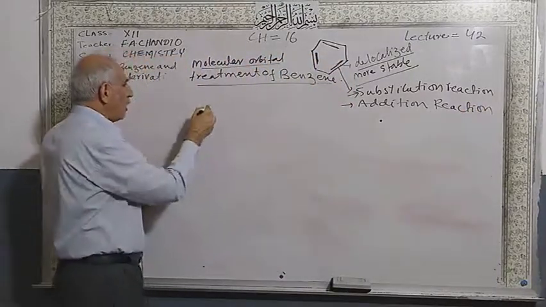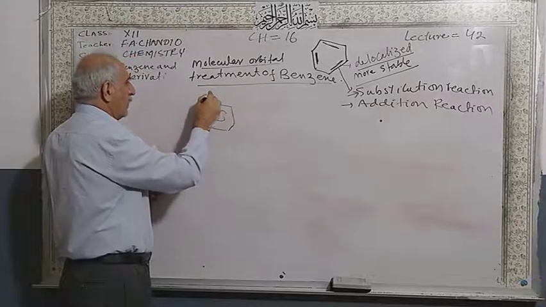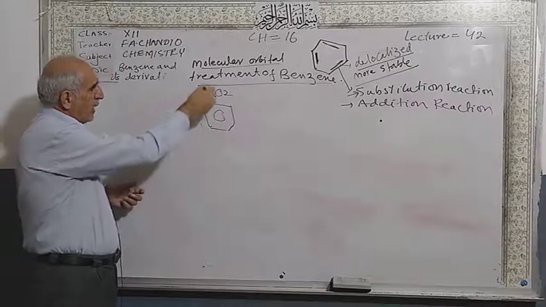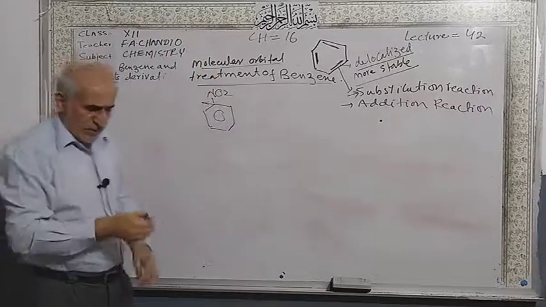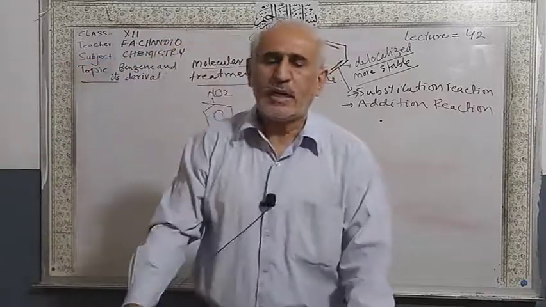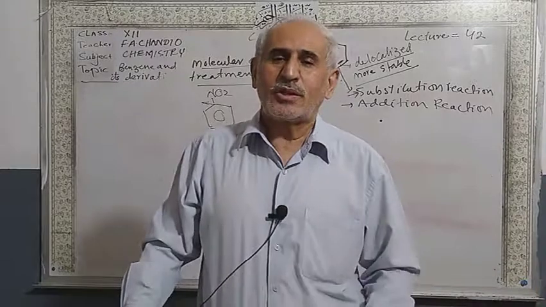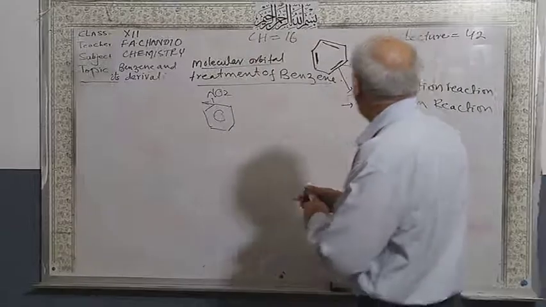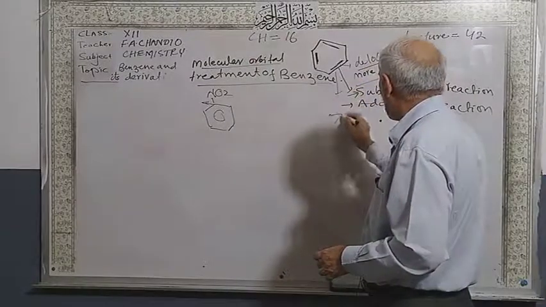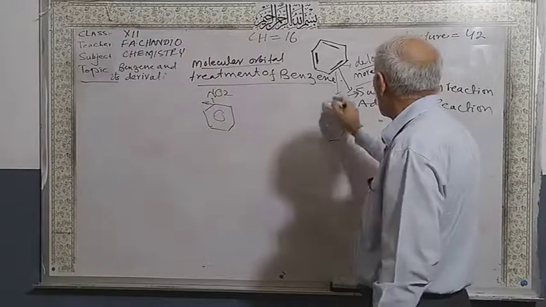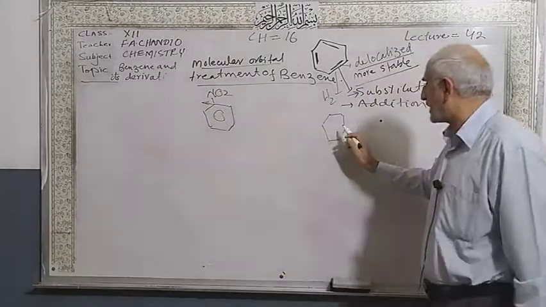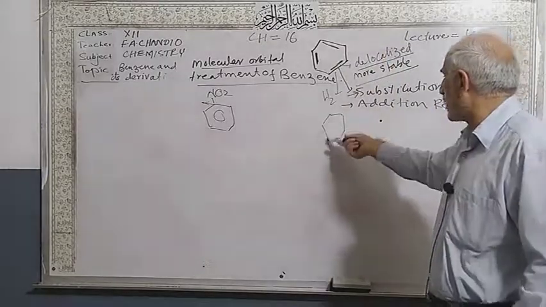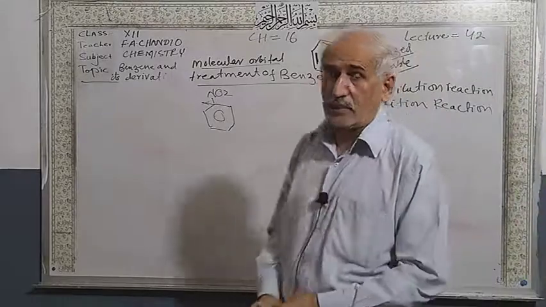Substitution, I told you, this is a substitution. If you remove a hydrogen from here, hydrogen is removed and a nitro group is added. So nitro is the electrophile and it substitutes the hydrogen. This reaction is called substitution reaction. And if benzene is changed into cyclohexane, when you add hydrogen under certain conditions, these double bonds are removed and hydrogen is added. So this is a saturated one. This reaction is called addition reaction.